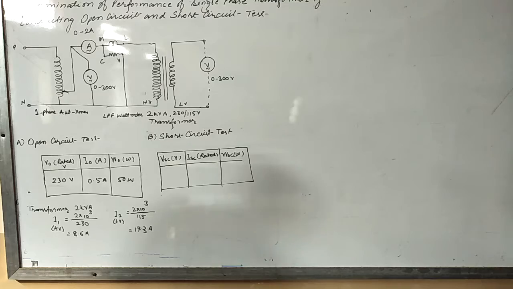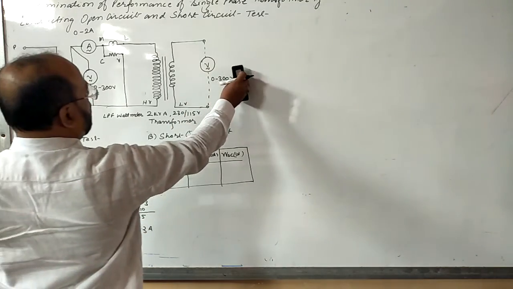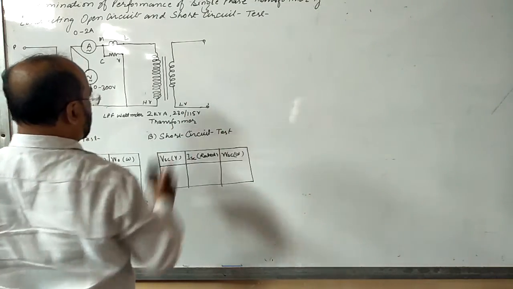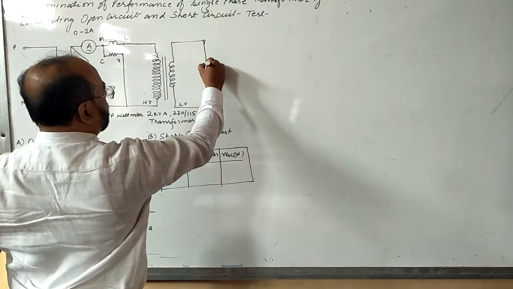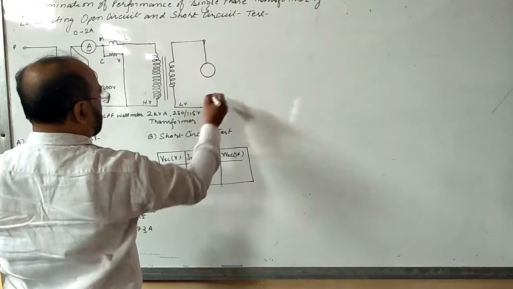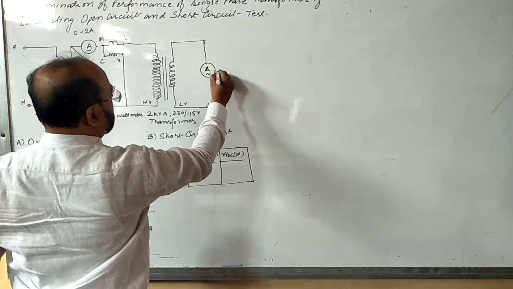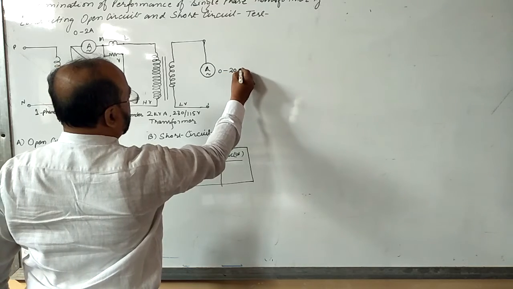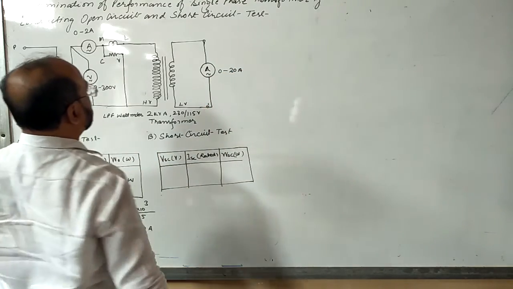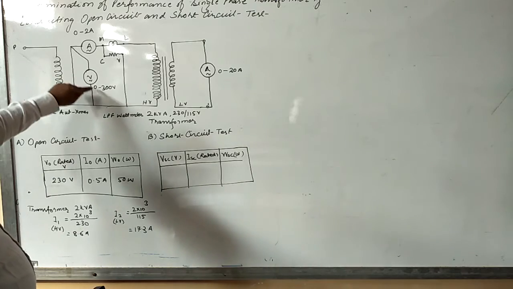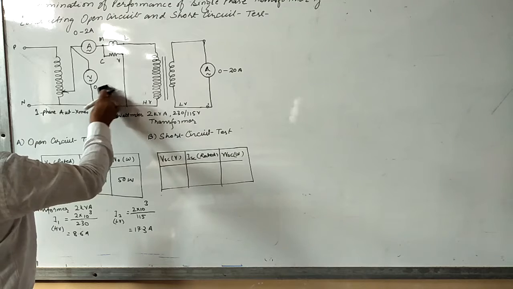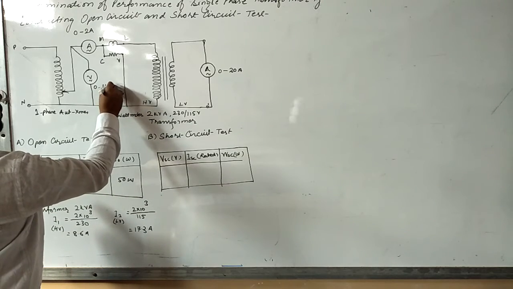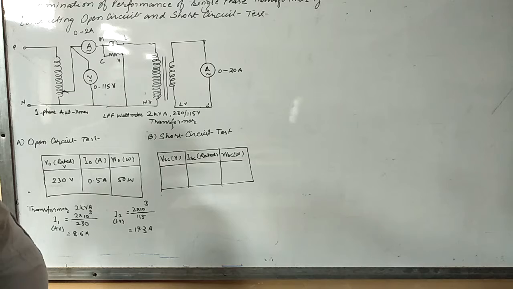Now for the short circuit test, I will replace this voltmeter by an ammeter. What would the ammeter reading be? The current is 17.3, so it is definitely more than 17 up to 17.3, so I am using a 0 to 20 ampere range for the short circuit current. Whereas the applied voltage will be very small, so it is not easy to measure. So it is better to use a voltmeter up to 115 volt, or we can measure this with the help of a digital multimeter.